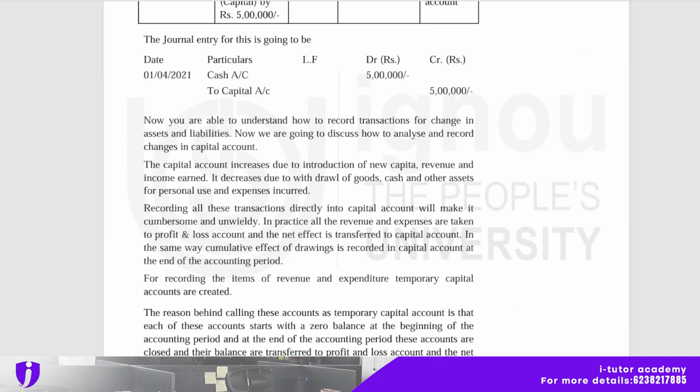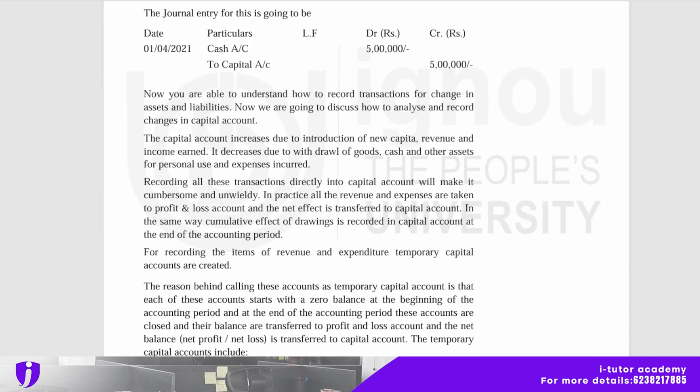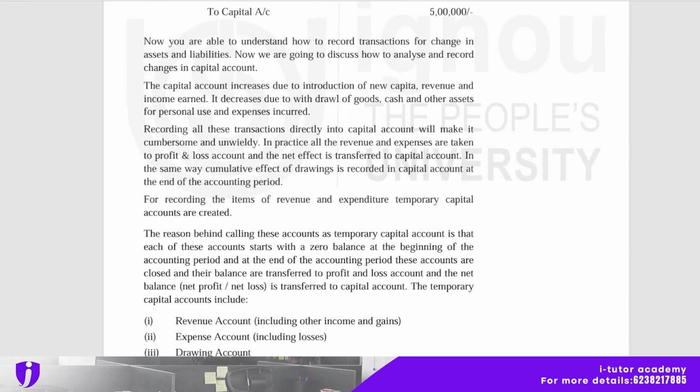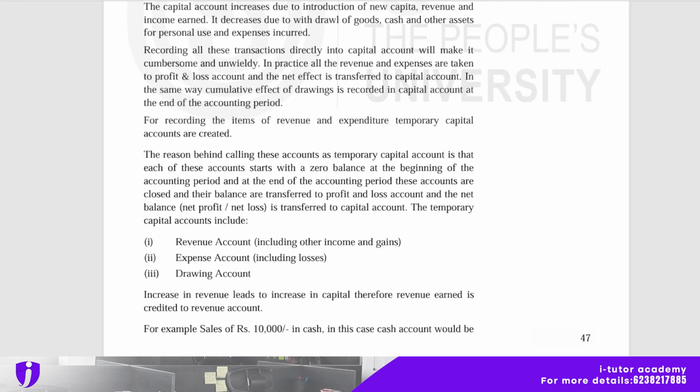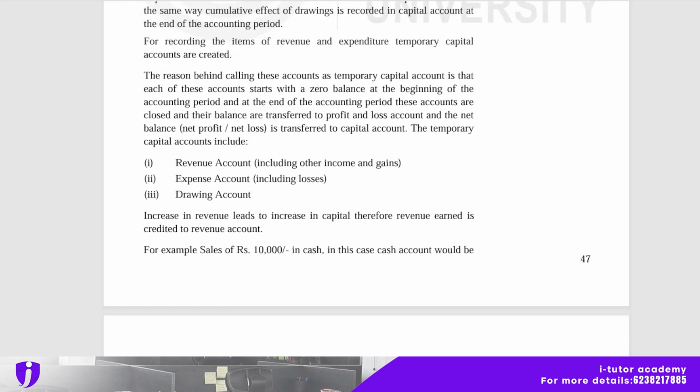The capital account increases due to introduction of new capital, and revenue and income earned. It decreases due to withdrawal of goods, cash and other assets for personal use, and expenses. For recording the items of revenue and expenditure, temporary capital accounts are created. The reason behind calling these accounts temporary capital accounts is that each of these accounts starts with zero balance at the beginning of the accounting period. At the end of the accounting period, these accounts are closed and their balances are transferred to the profit and loss account, and the net balance is transferred to the capital account. The temporary capital accounts include revenue account, expense account, and drawing account.